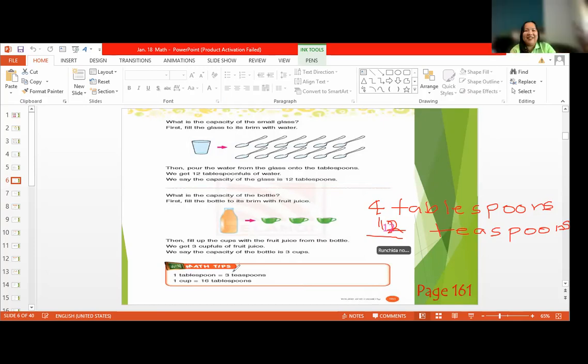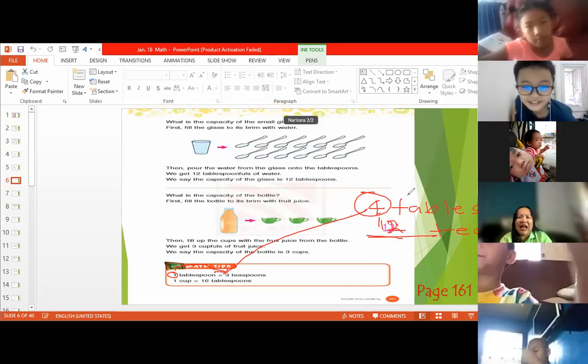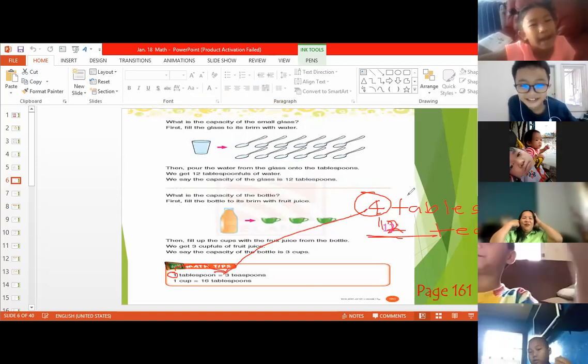You need to look at it there. I told you 4 tablespoons, right? 1 tablespoon is equivalent of 3 teaspoons. So you need to multiply 4 by 3. 3 times 4, that is 12. It's very easy, class. I'm crying.